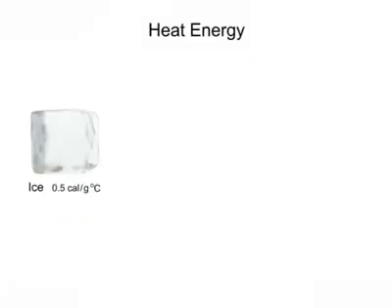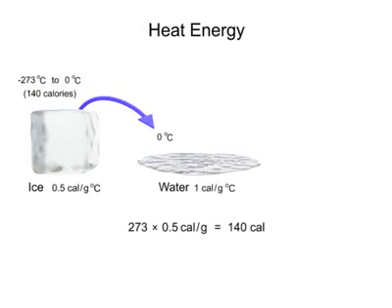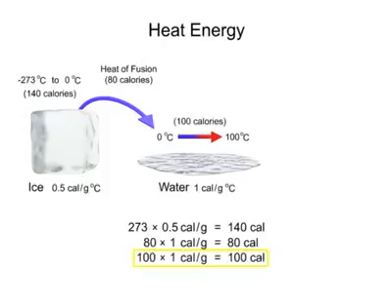To warm 1 gram of ice from minus 273 degrees Celsius to 0 degrees Celsius would be 273 times 0.5 calories per gram, or about 140 calories. The phase change of 1 gram of ice to liquid water requires 80 calories. Then, to heat the water from 0 degrees Celsius to 100 degrees Celsius with a heat capacity of 1 calorie per gram would require 100 calories.